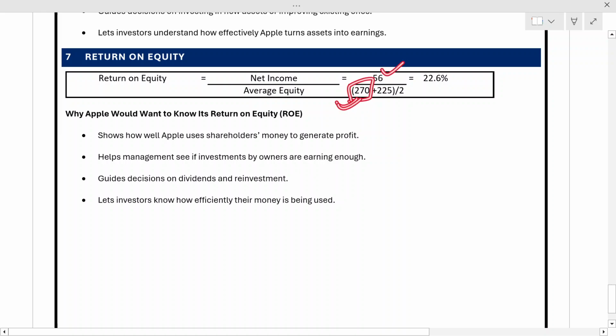But what happens in the industry generally is that this equity doesn't stay static throughout the year, because in between the year there may be cases where new shares are issued, or there may be cases when shares have been bought back. So shares can increase or decrease based upon the company's policy and call. So what we do again is take the simple average of opening equity and closing equity.